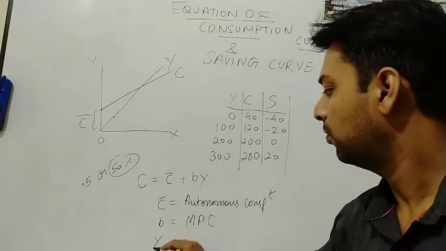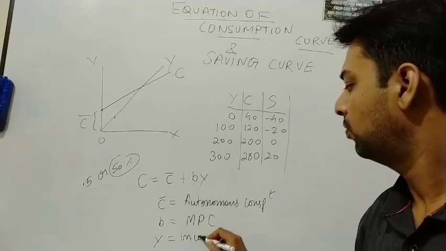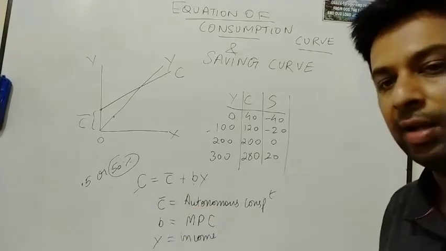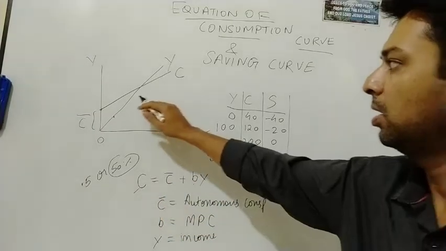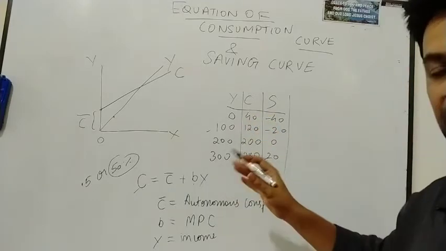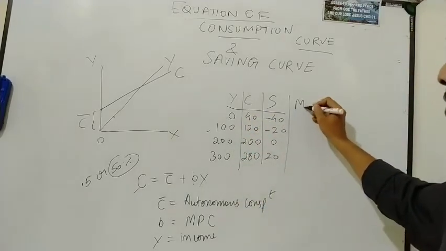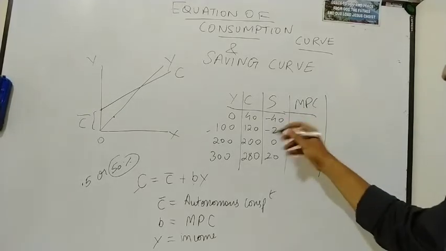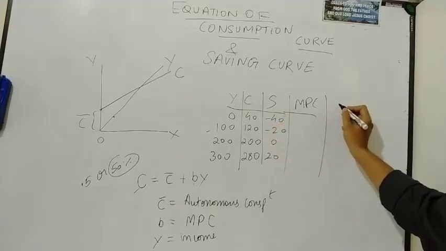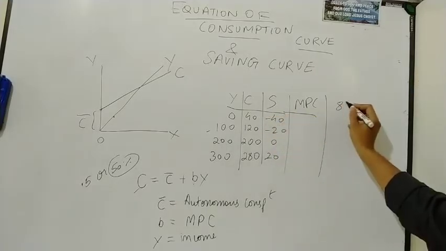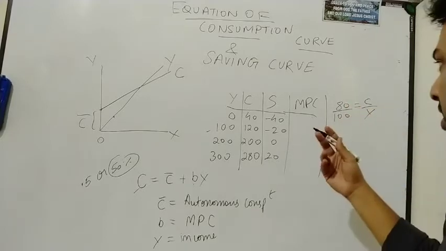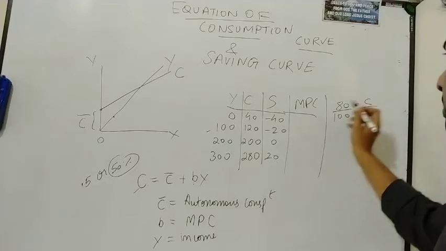What is Y over here? Y is your income. This is the income in the schedule. So anywhere you can find the consumption: at what level of income, how much is the consumption. Like here, if you try to find MPC, what will it be? Let us try to find. MPC is the increase in consumption, 80, divided by 100. This is change in C upon change in Y. MPC we are calculating.